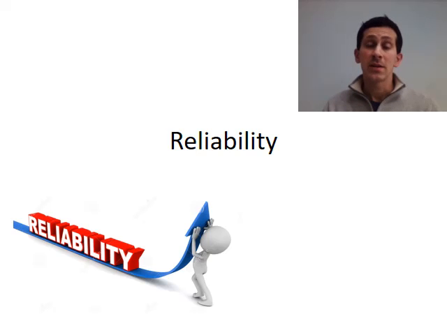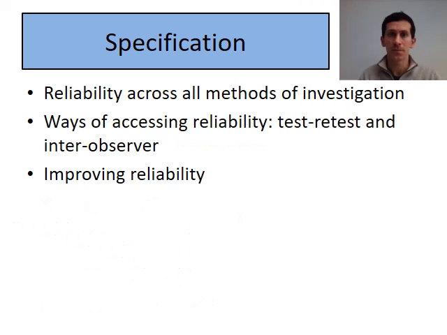So this video is going to look at reliability. We've covered this a lot in AS, but this now looks at it in a bit more specific detail. So we look at the specification, the key things you need to know. You need to know about reliability across all methods of investigation, the ways of assessing reliability, so the ones they specifically mention are test, retest and inter-observer, so you need to know those two in depth. And also how we can improve reliability of a study.